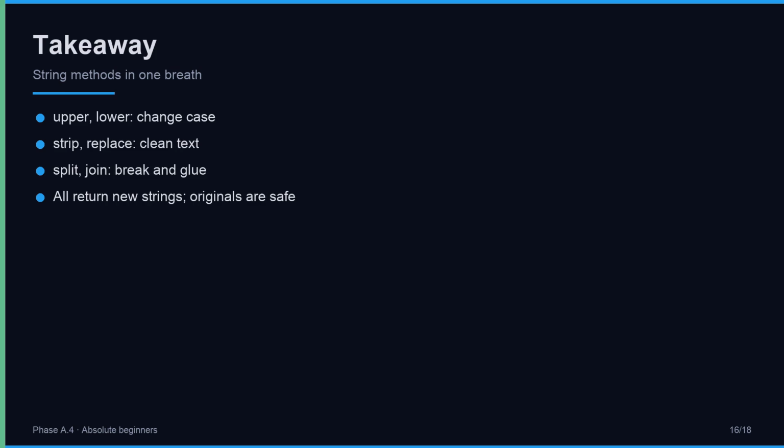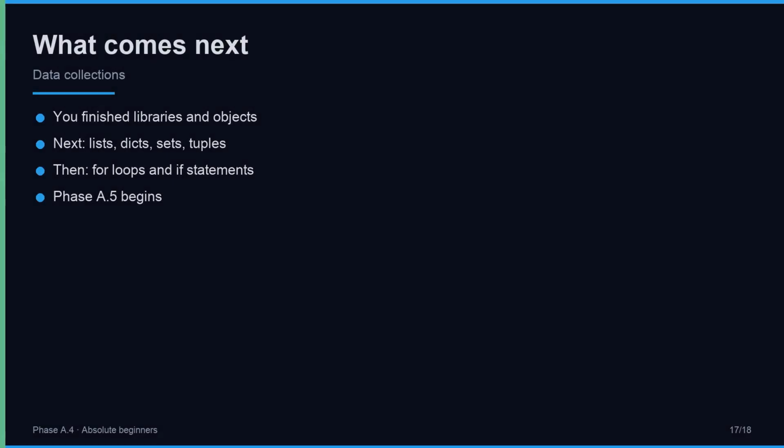You finished phase A.4, libraries and objects. You know what modules are, how import works, how to use a standard library module, what third party means, what objects are, and how to use string methods. Next is phase A.5, data collections. You will meet lists, dictionaries, sets, and tuples. Then for loops and if statements. The foundation you built here carries into everything that follows.